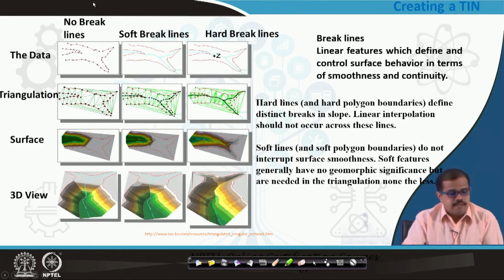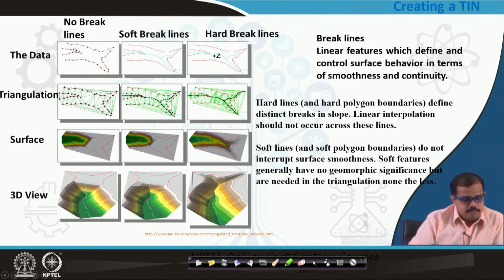So, now we have this data: with no break lines, with soft break lines, and with hard break lines. Let us say we are deriving this triangulation by any one of those methods. Once we have done the triangulation, you can see a number of triangles representing the same surface on the earth surface, which means elevation remains constant across each. When you have hard break lines, you can look at a number of surfaces here.